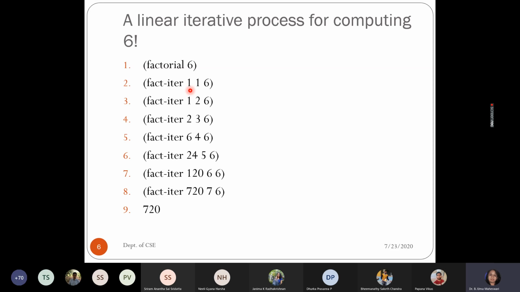Okay, one is for the product, another one for the counter, another one is nothing but the value n, for which we would like to compute factorial. Right. So when you are calling fact-iter the second time, the counter is incremented and sometimes the product may be modified, and every iteration it is going to memorize only 3 variables.